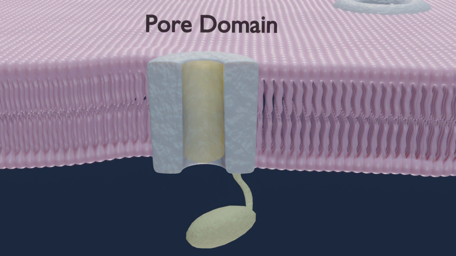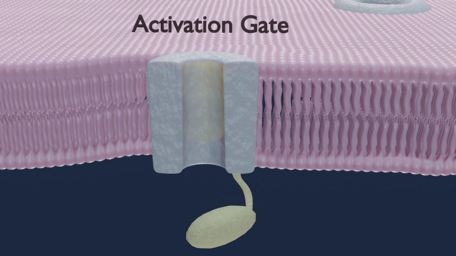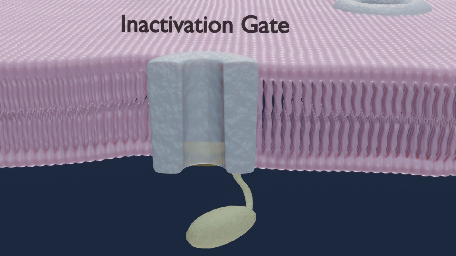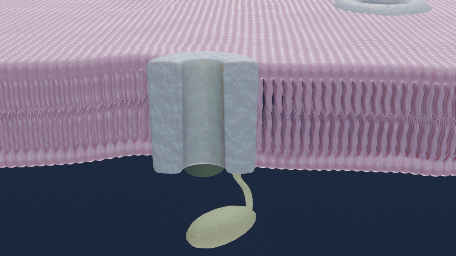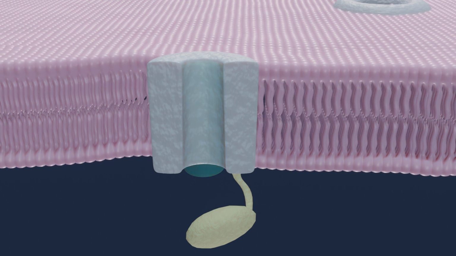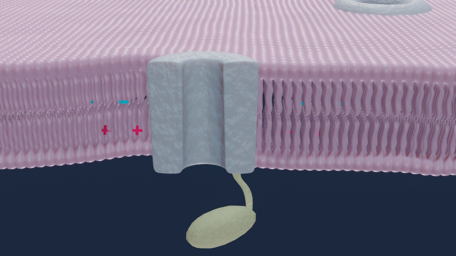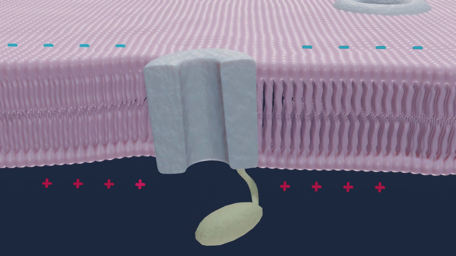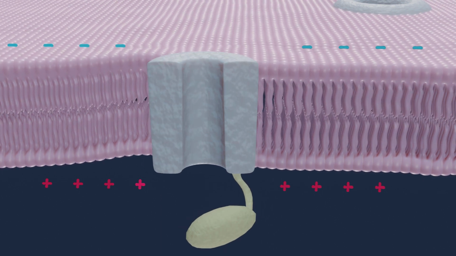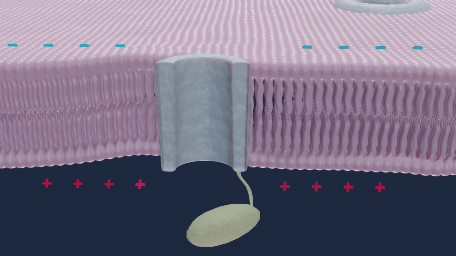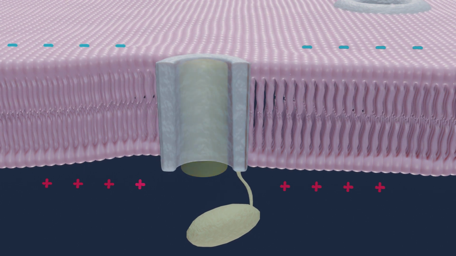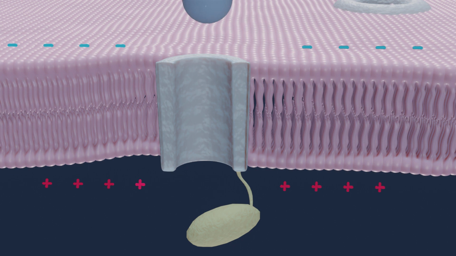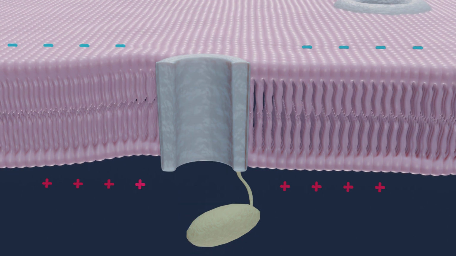that lets ions through. The pore domain has two gates, the activation gate and the inactivation gate, both of which must be open for conduction to occur. Upon membrane depolarization, the voltage-sensing domain induces a conformational change in the channel, causing the pore to dilate. With the activation gate now open, sodium ions flow into the cell.